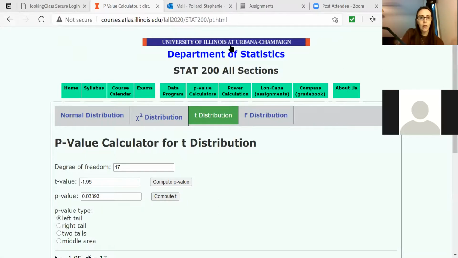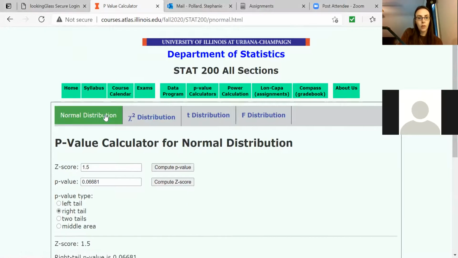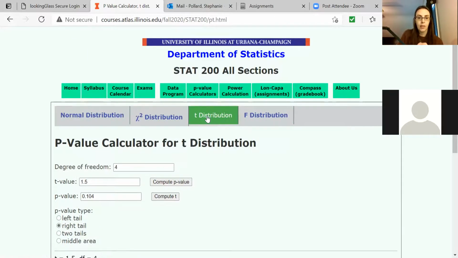So you can see it's already on the t distribution here. It actually has other distributions too. So if you're not using the calculator, you could use it for the normal distribution as well. We're not covering the chi-squared or the F distribution, so don't worry about those two. So I'm going to select t-distribution. Now, your degrees of freedom is always one less than your sample size. So our sample size is 18, so my degrees of freedom will be 17. Okay, so it's always one smaller than your sample size.